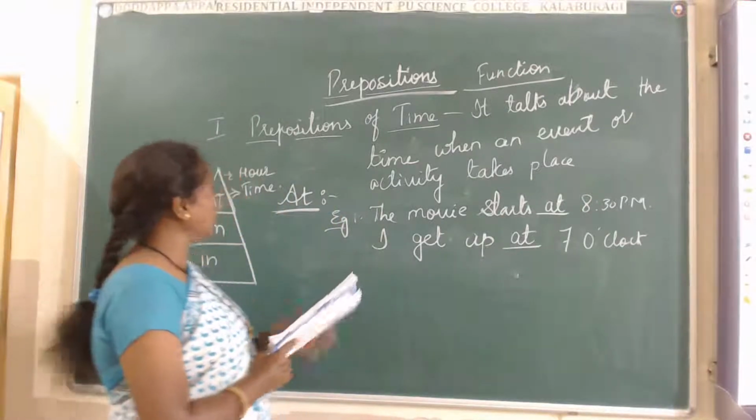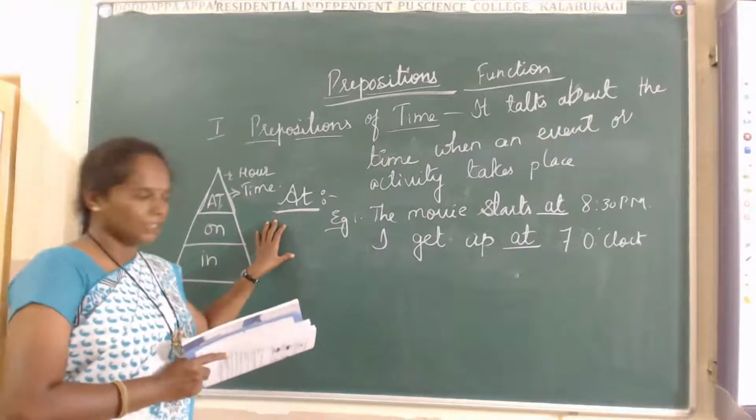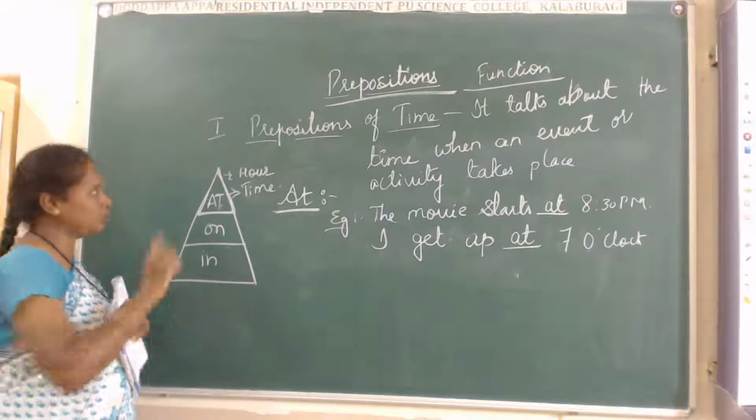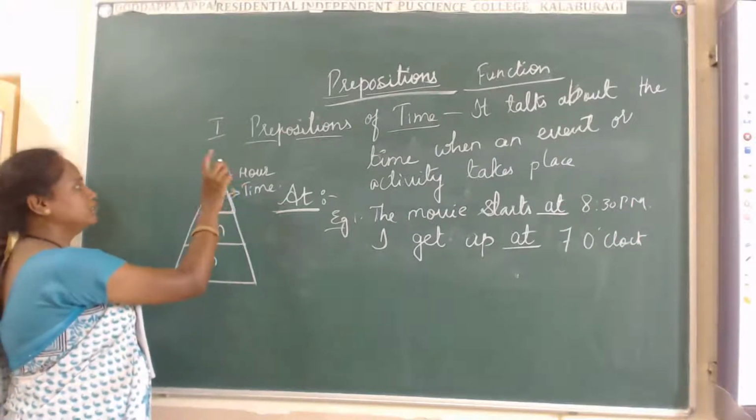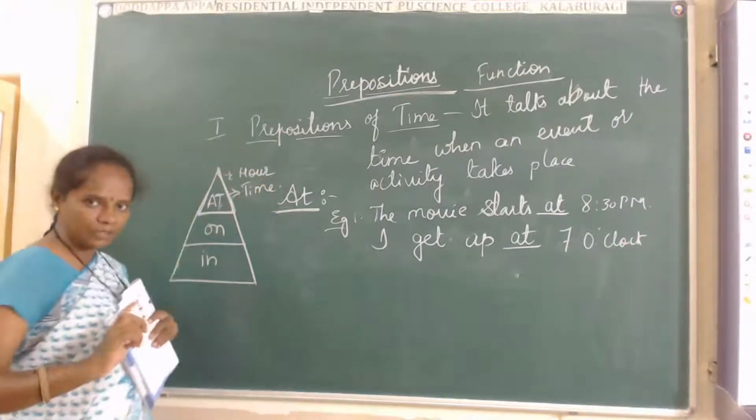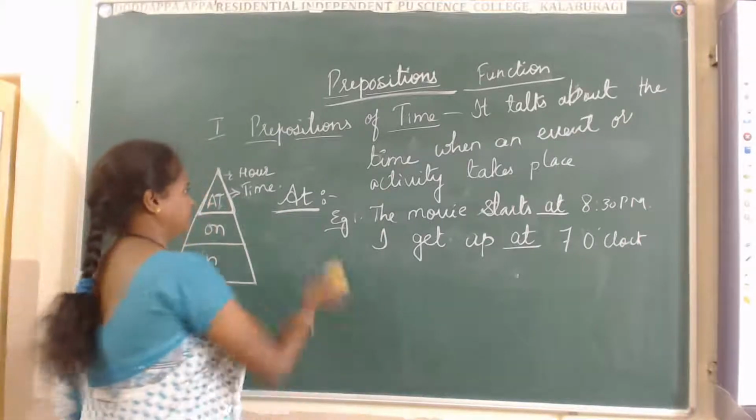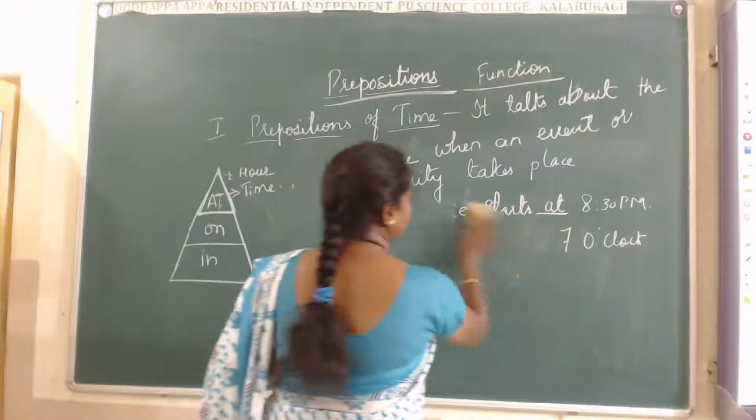These are the examples for "at." I told you it has very little space. Less space means we are talking only about the particular hour and time of the day. These are the examples. I hope all of you are getting this one. Okay, next.